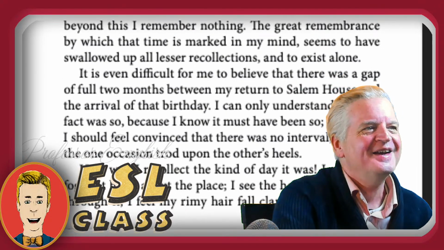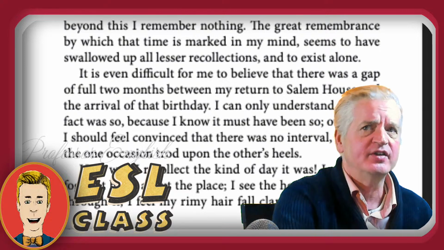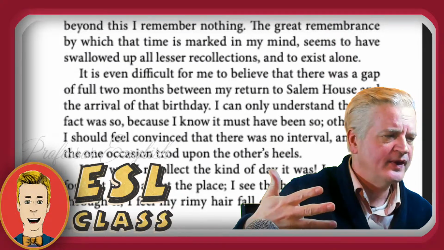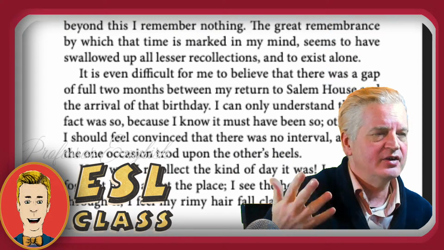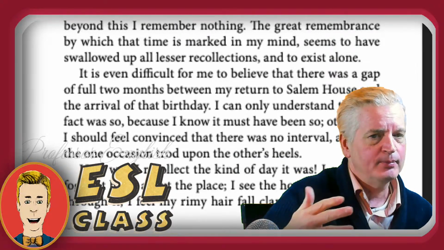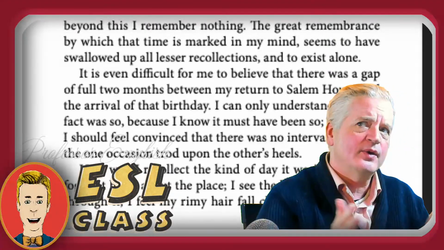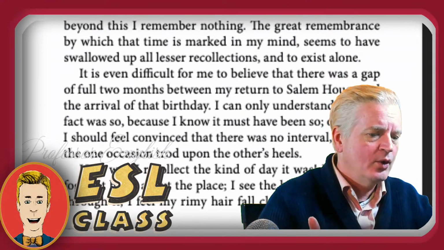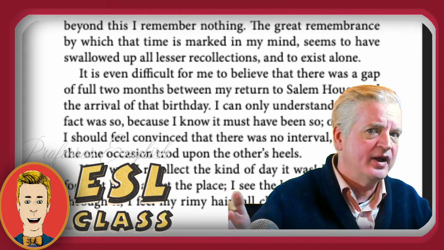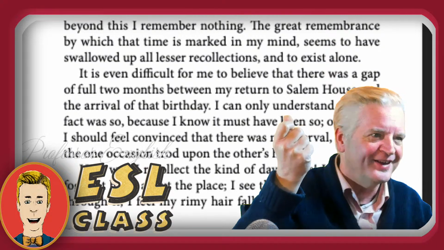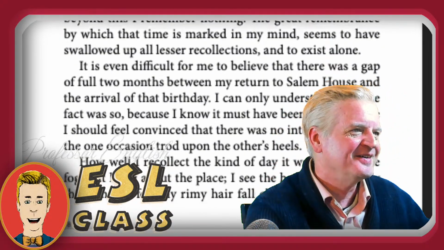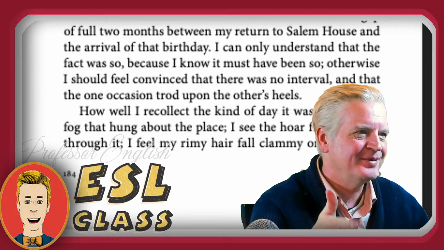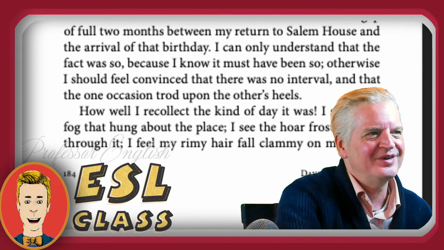Okay, so let's see. It's difficult for me to believe that there was a gap of full 2 months. So he went home for the holiday vacation, probably returning in the middle of January. I don't think they mentioned when he returned, but if it's the holiday vacation, it was probably the middle of January. And then his birthday was in March. And he doesn't even believe that there was a space between that. That's what he's saying, because he says, I can't believe there was a gap of 2 months between when I returned to school and my birthday in March. It seemed like he returned to school and then whammo, there's his birthday. Okay, that's what he's saying here. I can only understand the fact was so because I know it must have been so. He's saying, well, obviously there were 2 months in between because my birthday's in March and I returned to school in January.